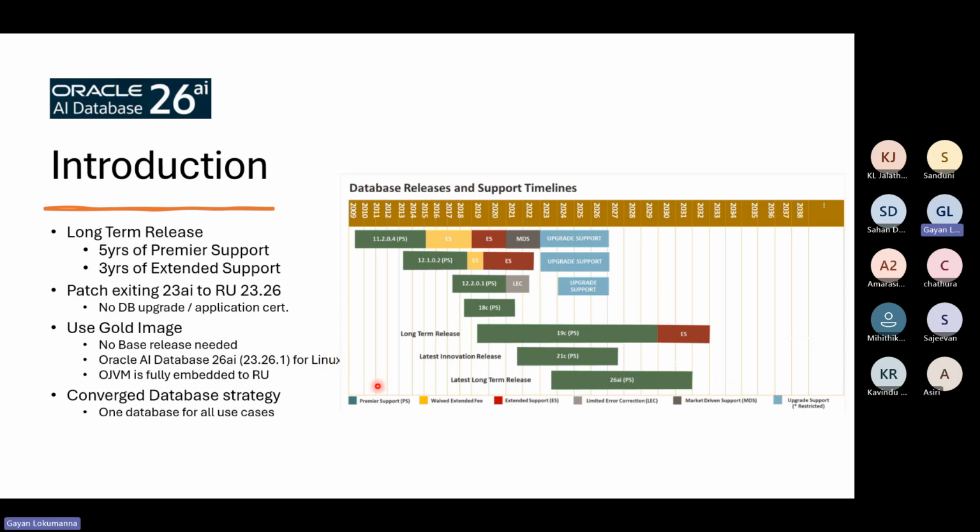So therefore, when you go to the download site, you will find that what is available now is 23.26.1. With that, Oracle has replaced the version 23 AI. So there's no more 23 AI database software available. We now call that AI 26, or 26 AI database.